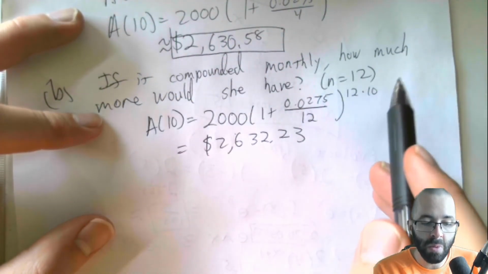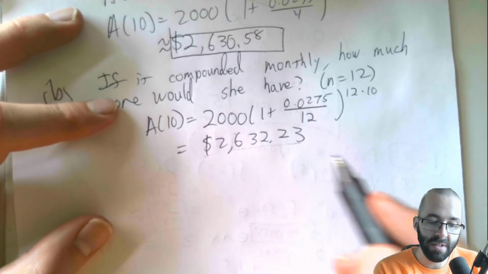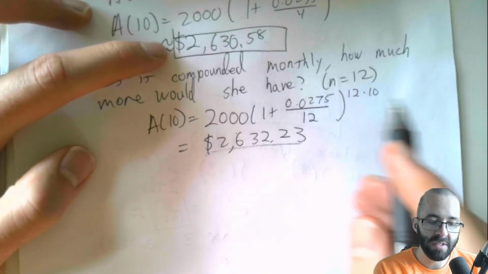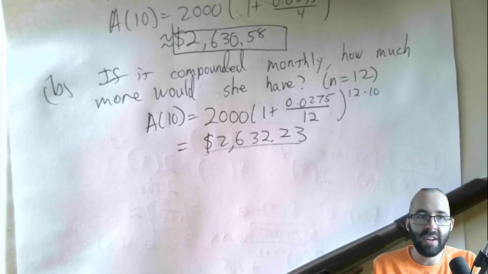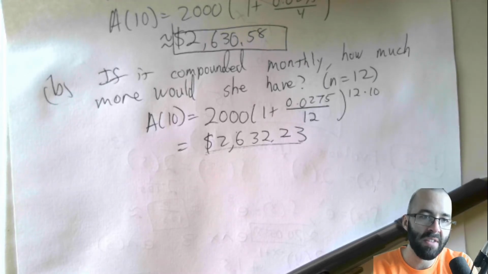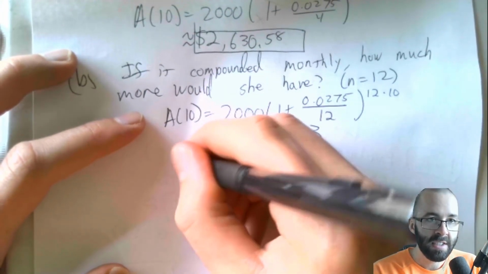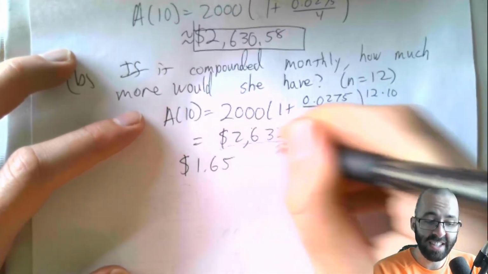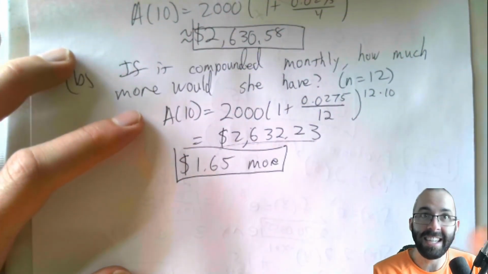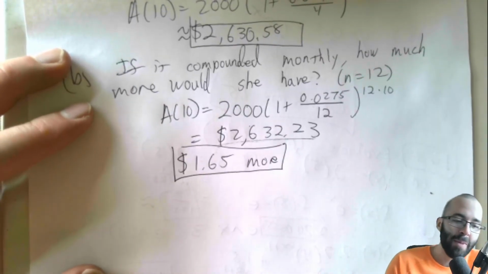How much more would she have? This is how much she would have compounded monthly. How much more? We just have to find the difference. So just find the difference between those two numbers with a calculator. 2632.23 minus 2630.58. She would have $1.65 more after 10 years if it compounded monthly.